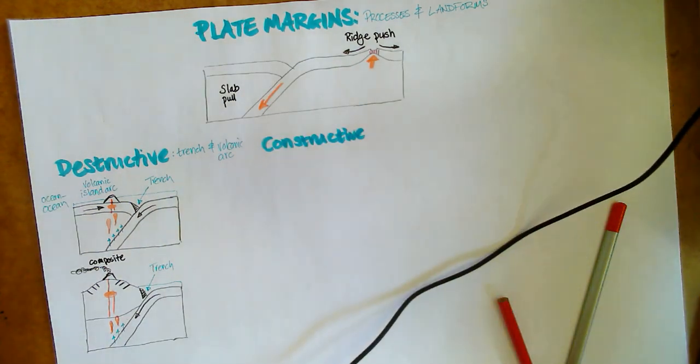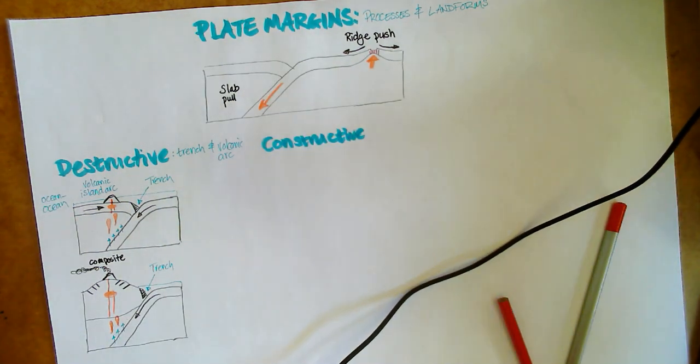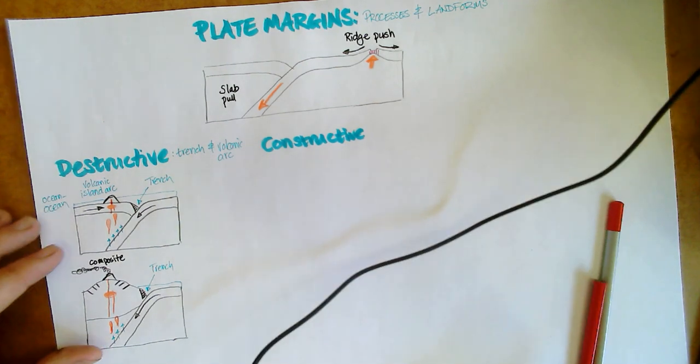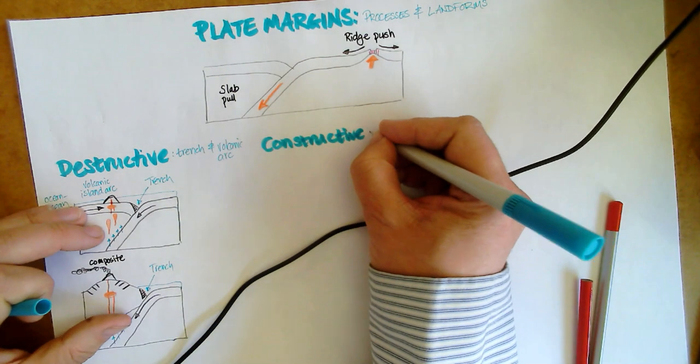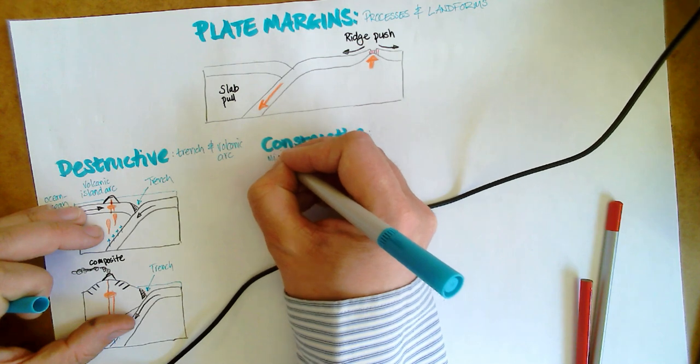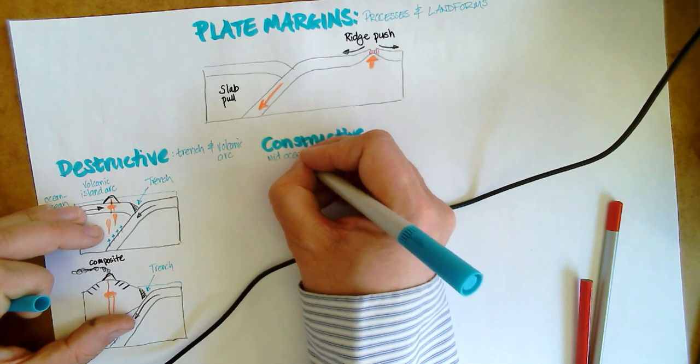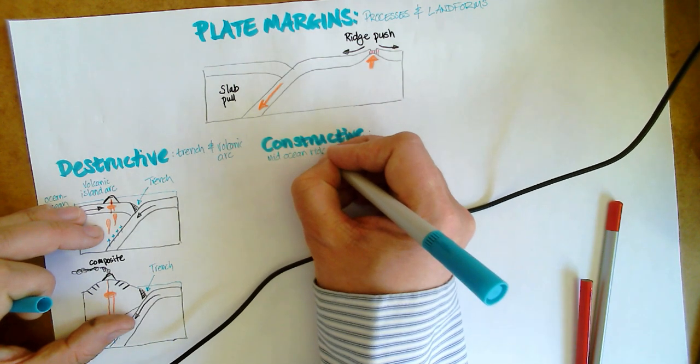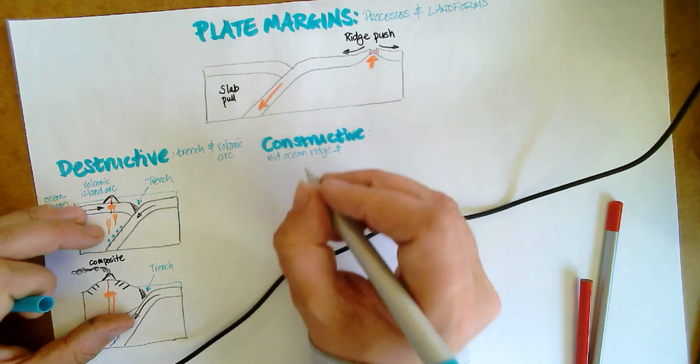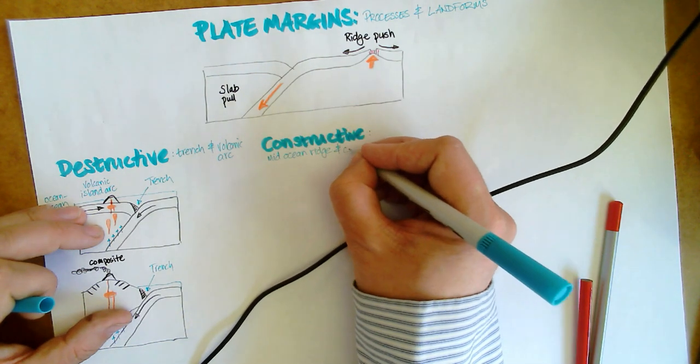Okay, and in terms of your constructive plate margins, the main features that you're going to find here would be your mid-ocean ridge and your central rift valley.